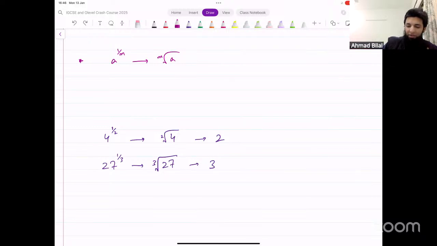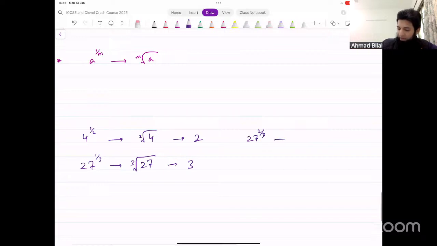Now, sometimes you can also have powers like this. You can have 3 raised to a power 2 over 3, for instance. Or you can use something that you can actually evaluate. So let's say 27 raised to the power 2 over 3. What if you've got something like this? This 3 that you've got here can go and become the root. And inside you have 27 squared. So you can write it like this.